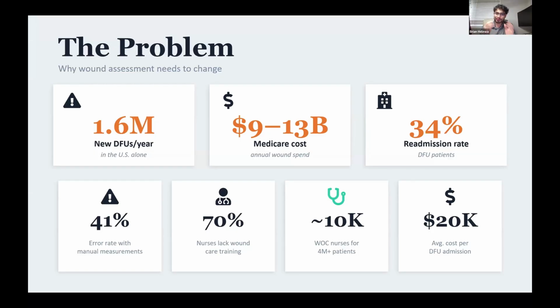A nurse holds a ruler or a hand measures the wound, and that causes a lot of human error. And these nurses, they're not even trained for wound care. There's no specialized wound care training in their education system. So about 10,000 wound care specialists are present. There's 4 million patients that have these wounds. So there's not enough wound care specialists to deal with them. So this isn't even a technology gap anymore. It's an access gap. And every time a wound gets misstaged, it costs the system around $20,000 per readmission.